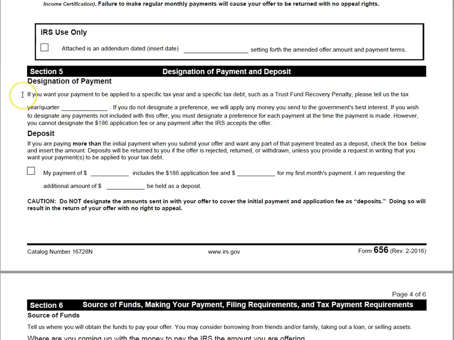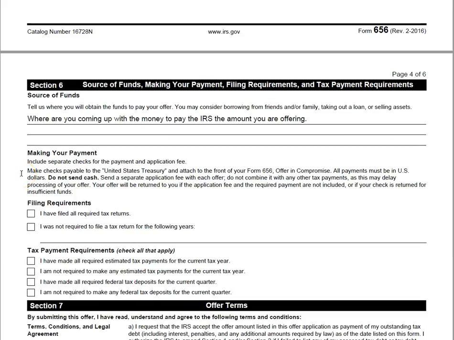The real reason for this section is in the event an offer is denied, you can have a pre-designation of where you want these payments applied so that they're applying towards a year that you want to try and pay off in the event that you're not confident this is going to be accepted. If you're paying more than the initial payment when you submit your offer and want any part of that payment treated as a deposit, you can check the box below here as well.